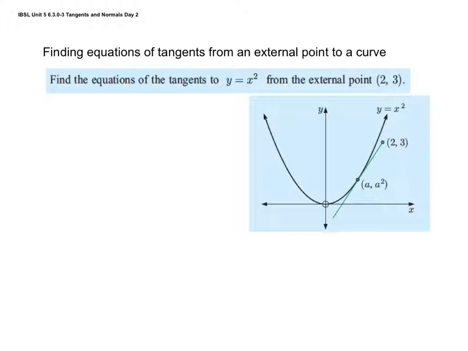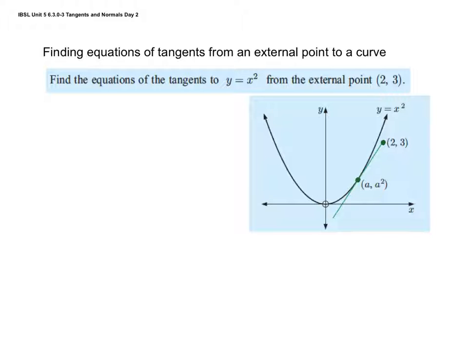Alright, now this one is a little bit different, okay? Because we don't know what the tangent point is. In this application, we actually want to make sure that we are tangent to the curve, but we're starting at a point that's not on the curve. We're starting at the point 2, 3. So basically what we're asking is, we want to hit this point. Where is the point that will make a straight line that'll be tangent?